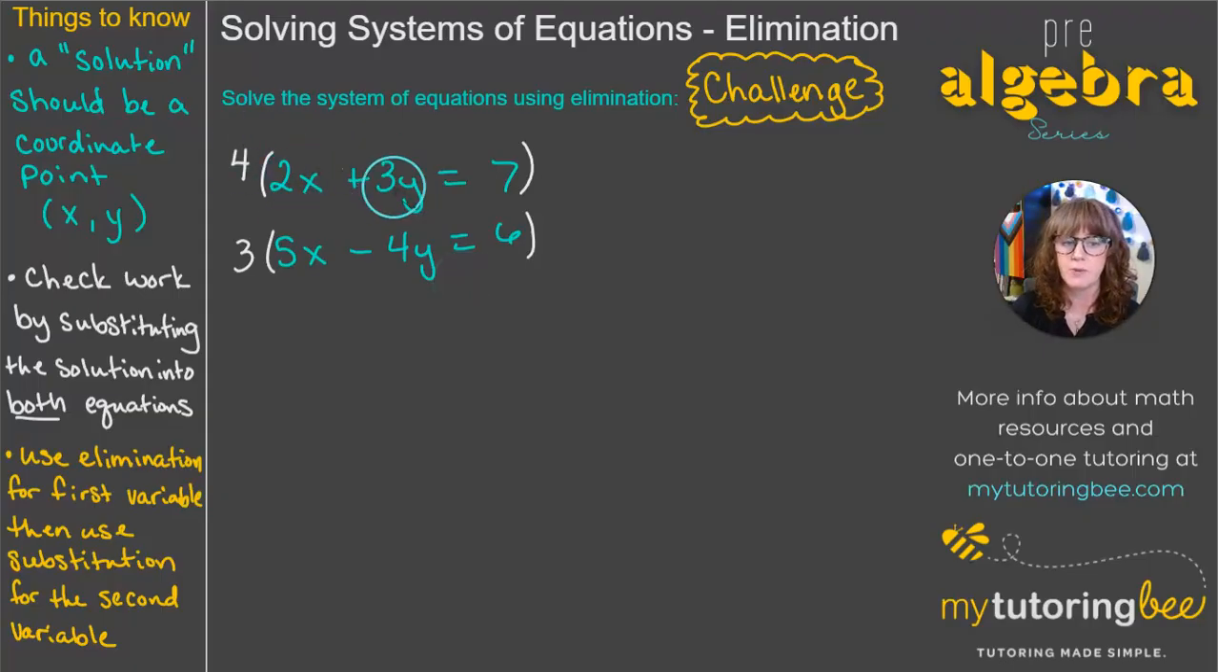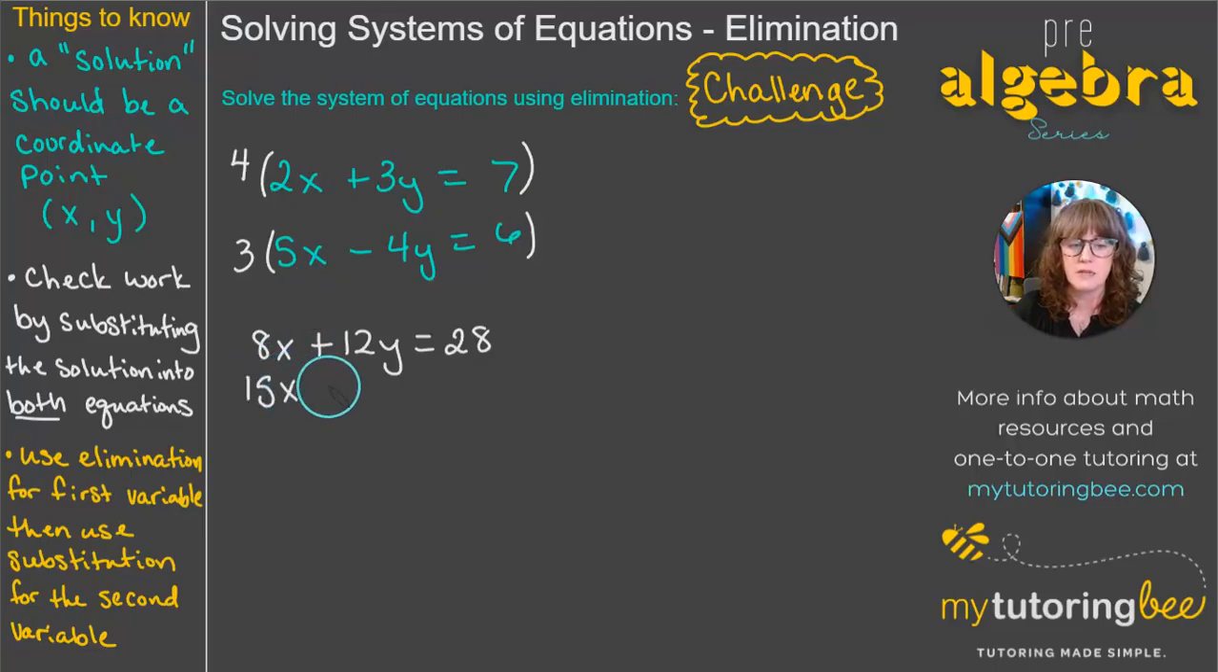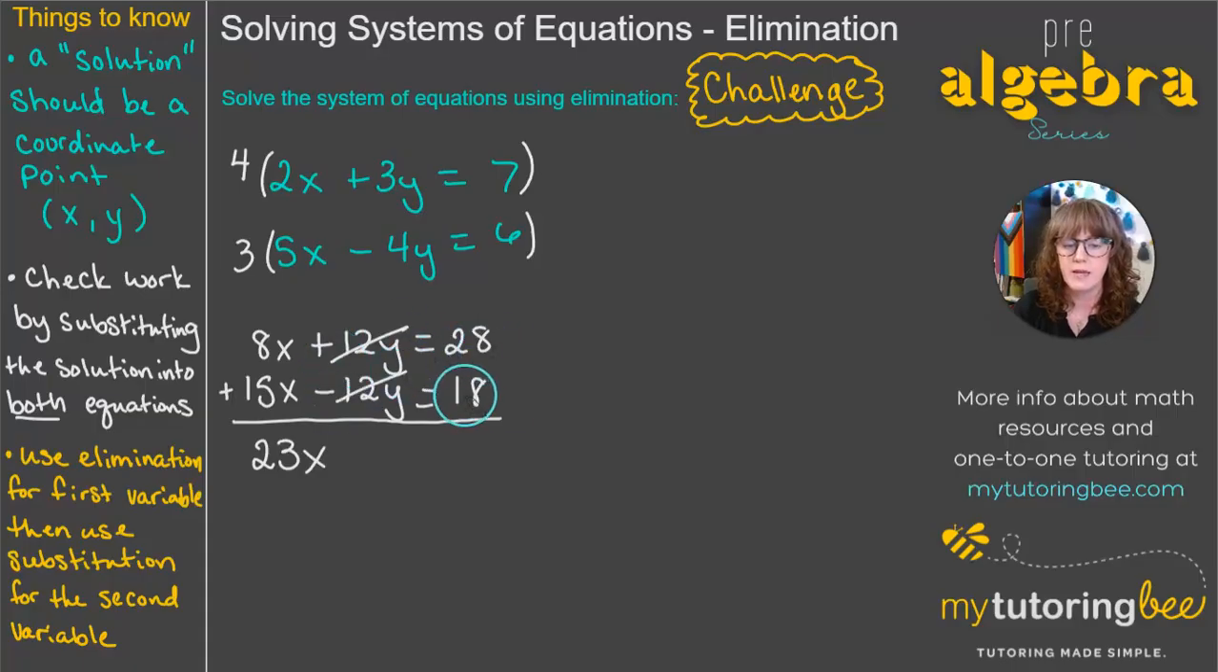Don't forget that you do have to multiply times every single term. So 4 times 2x is 8x, and then plus our 12y, and then 4 times 7 is 28. Okay, now for the second equation, 3 times 5x is 15x, minus 12y, that's what we wanted there, and then 3 times 6 is 18. Now we can add our equations. So 8 plus 15 gives us 23x. Our y's cancel out, and 28 plus 18 gives us 46. When we divide by 23 on both sides, then x is going to equal 2. So that is the x portion of our solution.